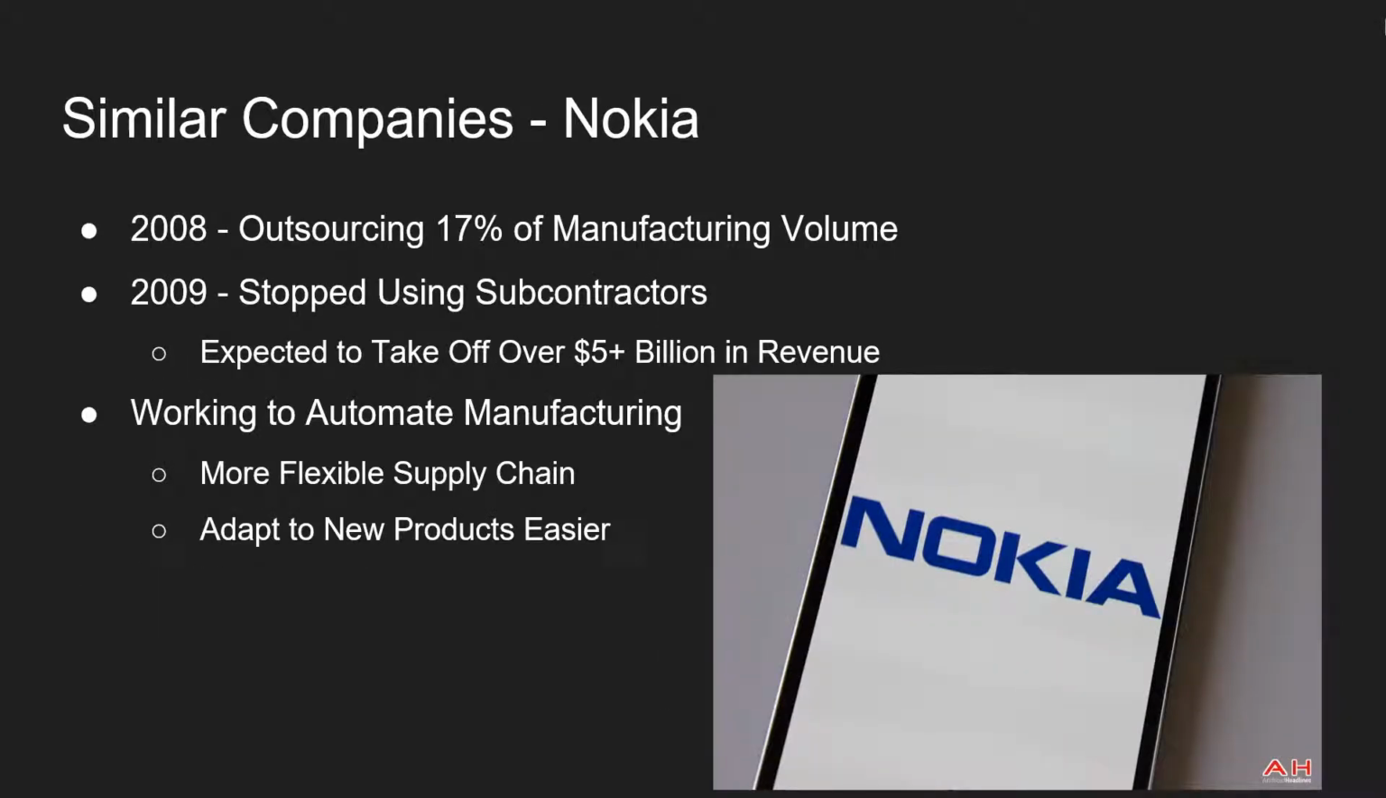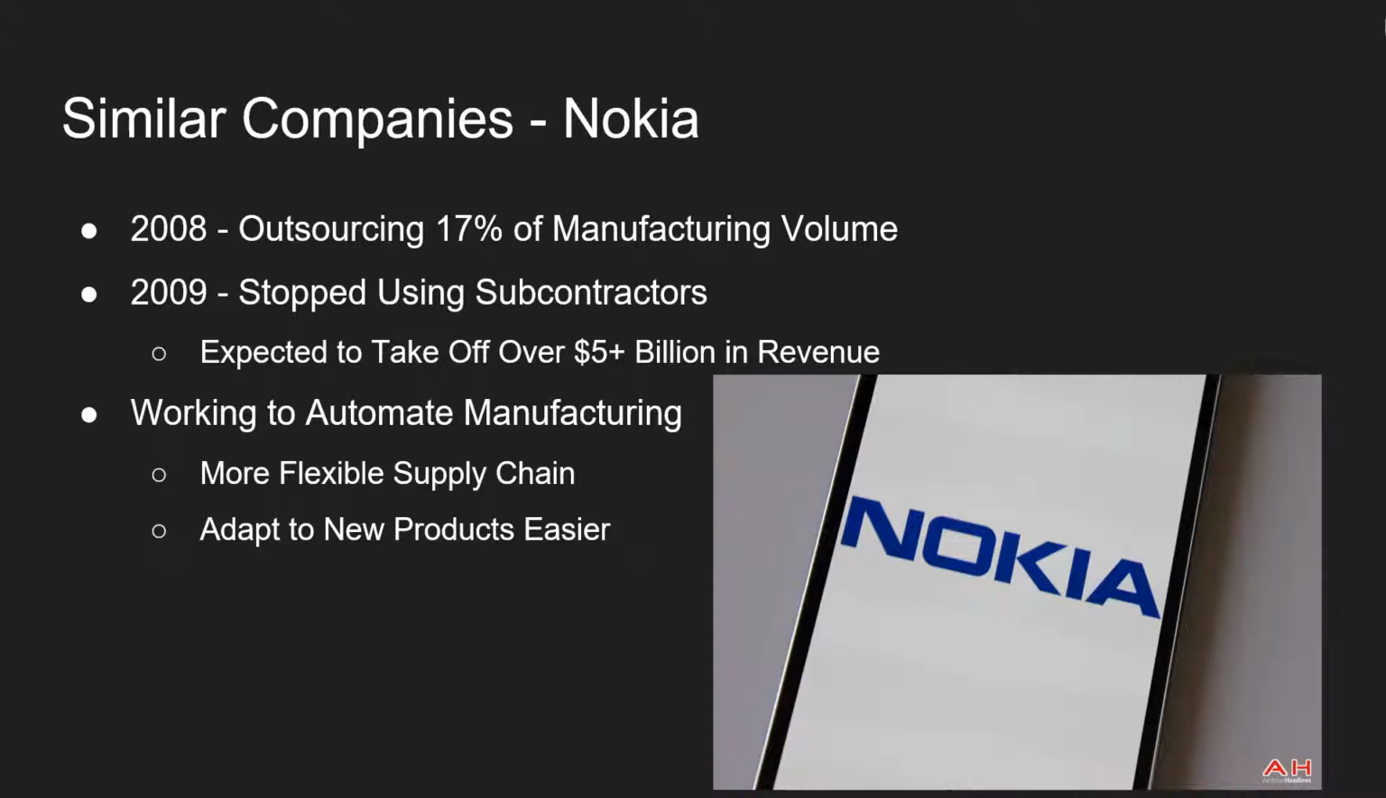Nokia is a similar company to Apple, as they were the world's top cell phone maker and used to subcontract with other companies. In fact, about 32 Nokia patents are used in iPhones. In 2008, Nokia was outsourcing about 17% of the manufacturing volume of the company's mobile phone and their software. However, Nokia stopped using subcontractors in 2009. This change is expected to take over $5 billion in revenues from electronic contract manufacturers.